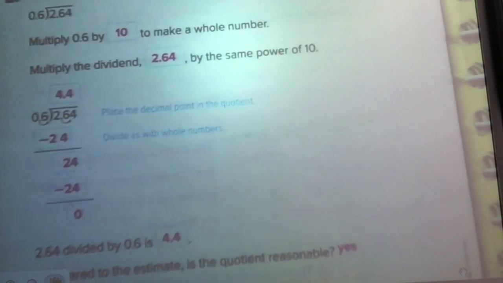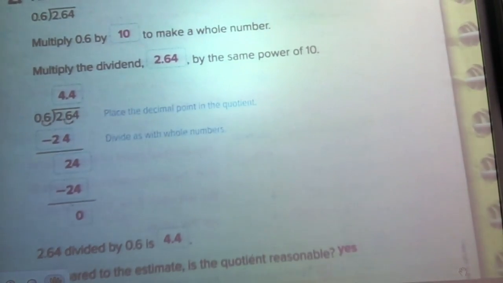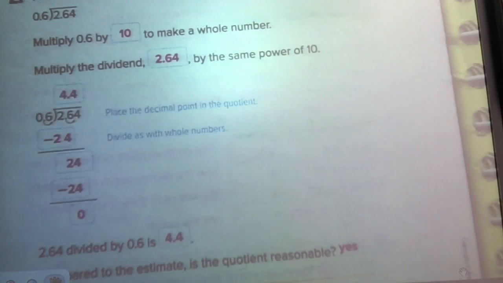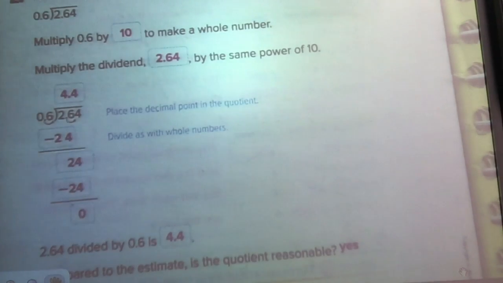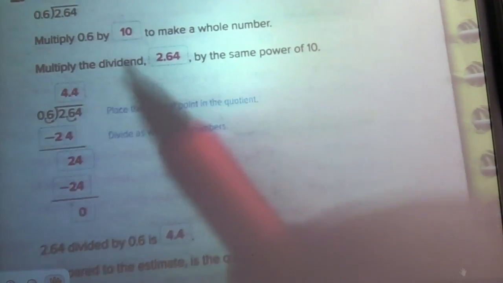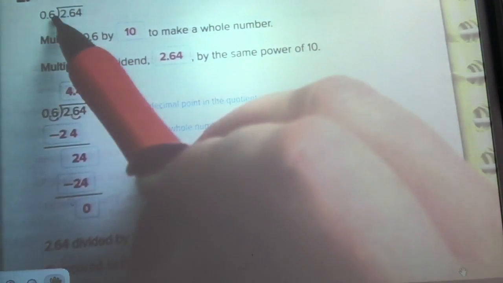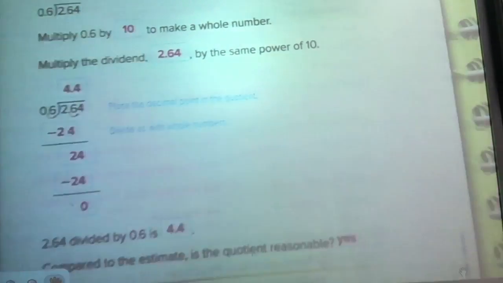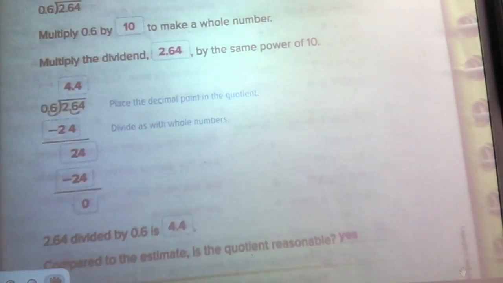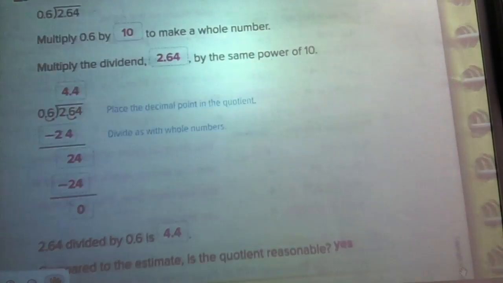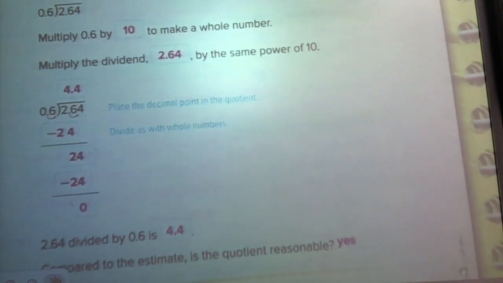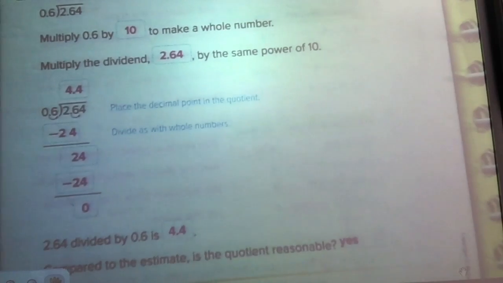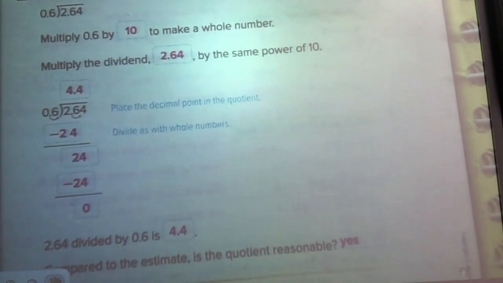When we talk about 2.64 divided by 0.6, we're going to multiply 0.6 by 10 to make it a whole number. Every time you multiply by 10, it's just moving the decimal place. So we multiply by 10 here, we multiply by 10 here, and that moves them both over. So you're going to multiply the dividend, 2.64, by that same power of 10. Again, multiplying by 10 just moves the decimal place one spot over.